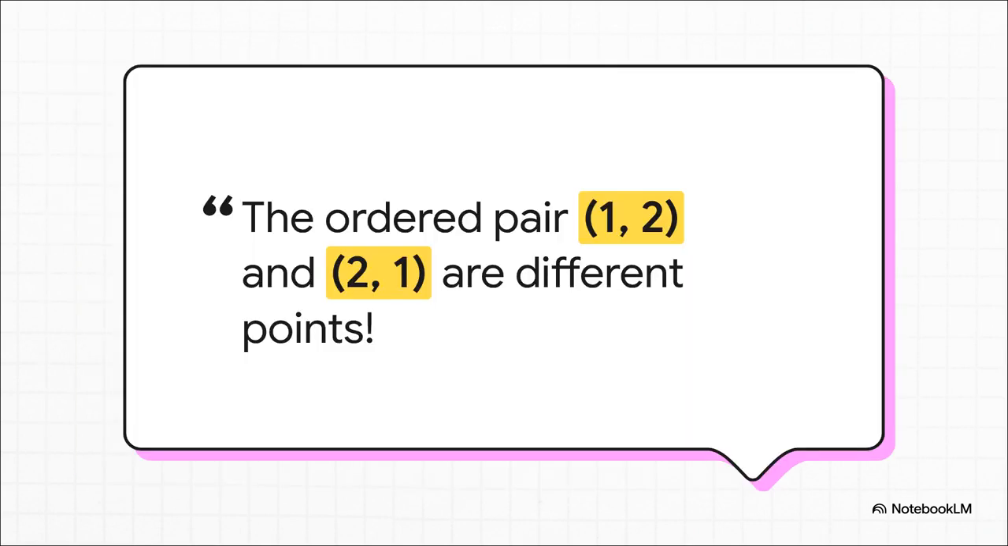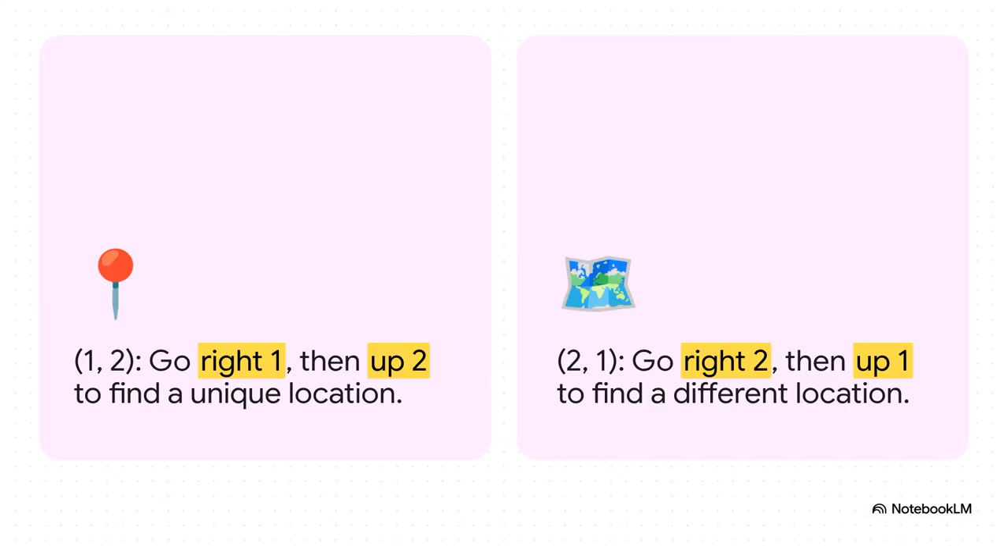Now, this is maybe the most important rule of the whole system. The word ordered in ordered pair is everything. It's not just two numbers thrown together. The sequence is the whole point. Let's see it in action.